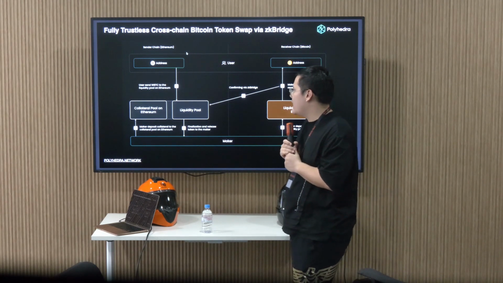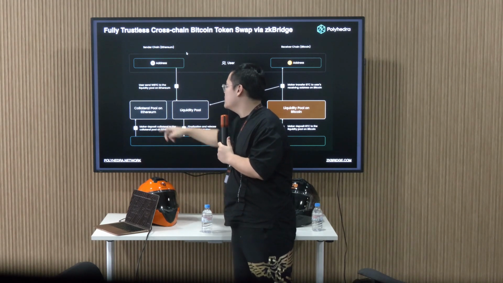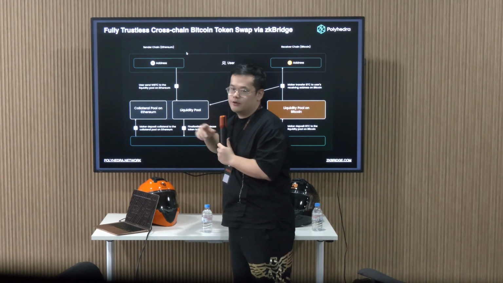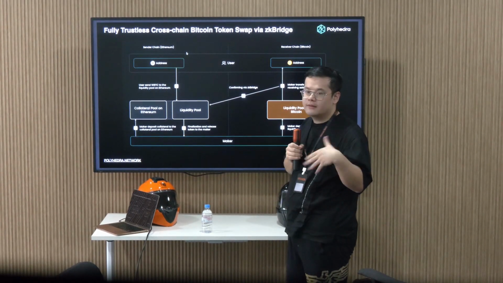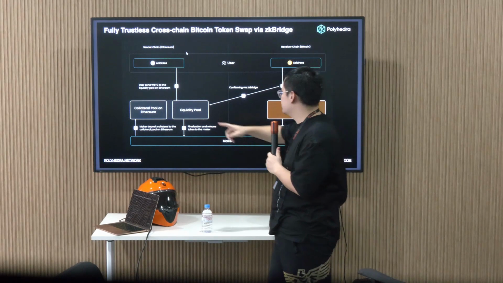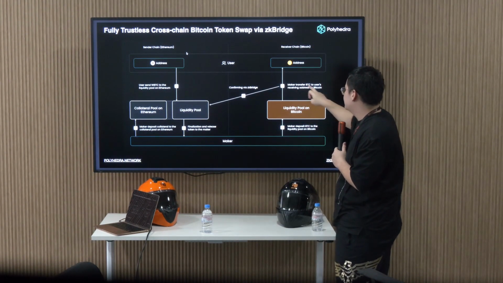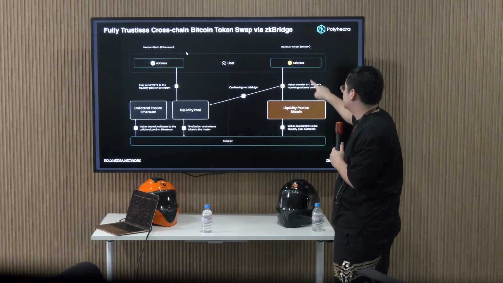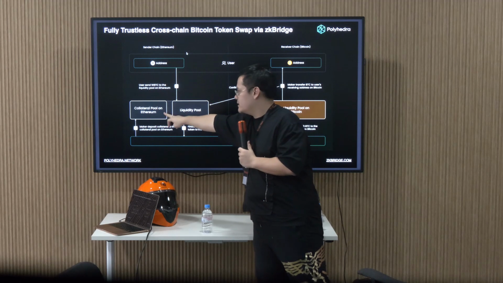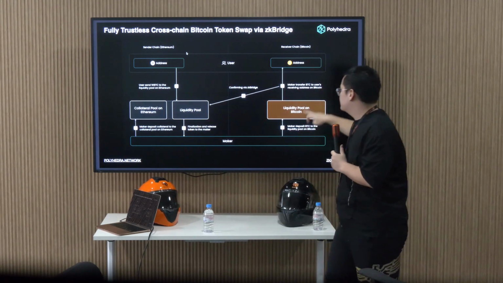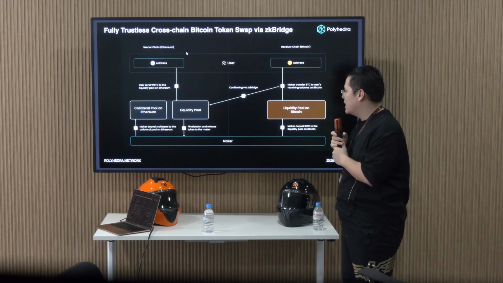And then the user can send WBTC on Ethereum to the liquidity pool on Ethereum, because he wants to do a token transfer. He wants to transfer his token to the Bitcoin network. So this is the second step. And for the third step, the maker can transfer BTC to the user's receiving address. So the user deposits Bitcoin on Ethereum, and the maker transfers BTC back to the user's address on Bitcoin.